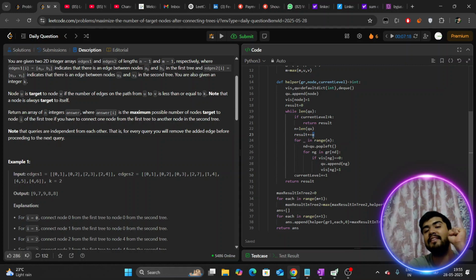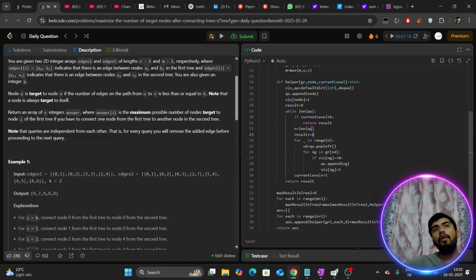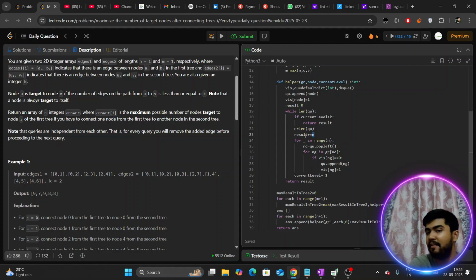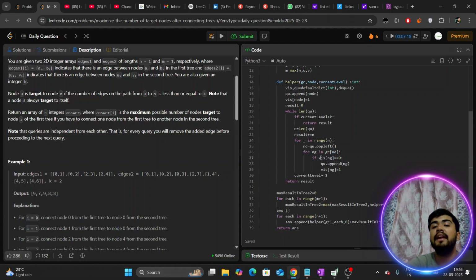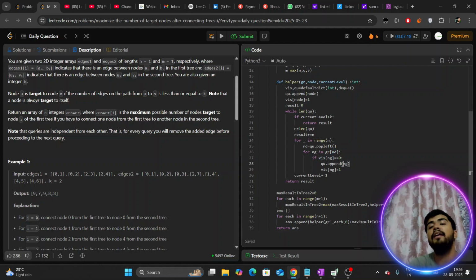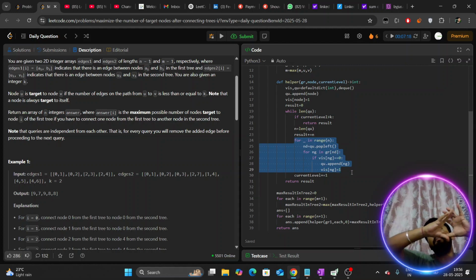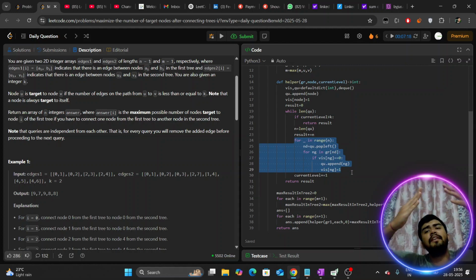How many nodes we have at that level is nothing but len of Q, because our Q holds all the nodes of a particular level at a particular time, and I have added that to my answer. Now I need to pop all of them and explore their neighbors. So I write a for loop over underscore in range n, and I pop them: nd equals q dot popleft. I explore its neighbors in graph of node, and if the neighbor is not visited, I add it with q dot append neighbor and mark it visited. After this for loop executes entirely, it means I have popped everyone from the current level and pushed the unvisited ones to the next level.